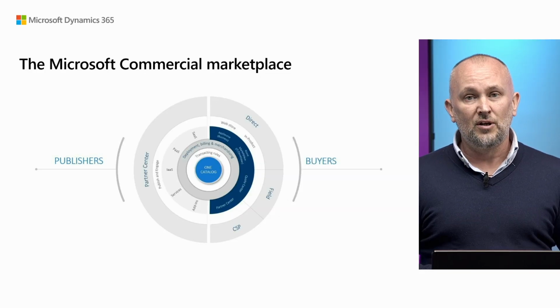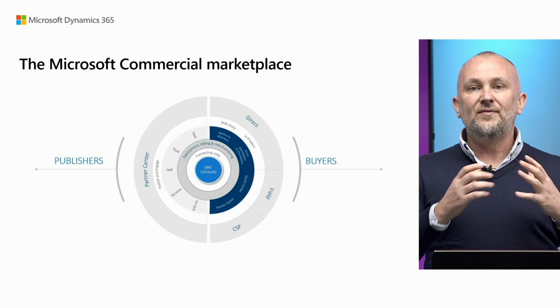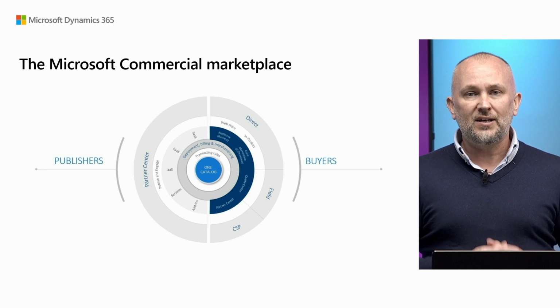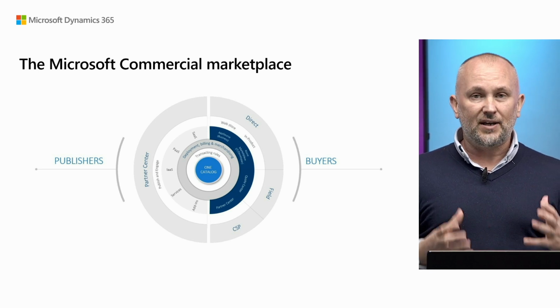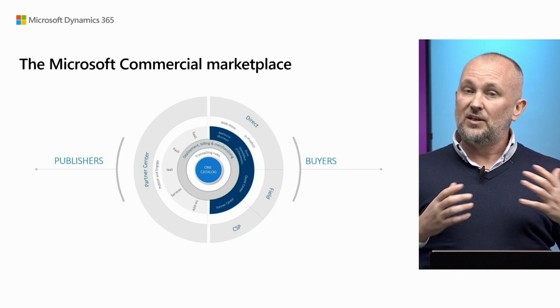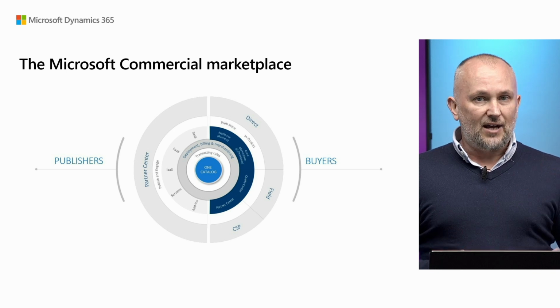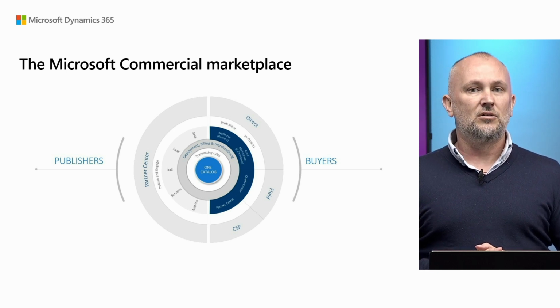And at its core, if you look to the bullseye of this picture, there's one catalog. In that one catalog, we're basically making sure that all the Microsoft SKUs are made available. So if you think about Business Central, but also the Azure services and M365, they're all being placed into that one catalog. On top of that, we're also adding third-party ISV solutions.